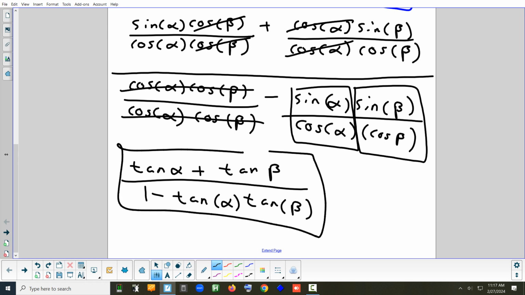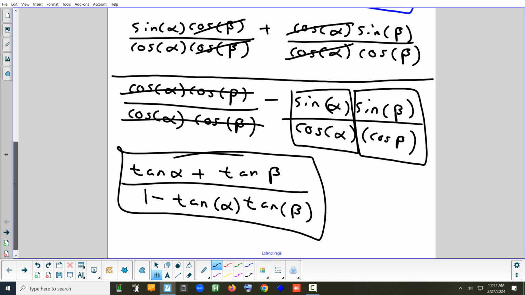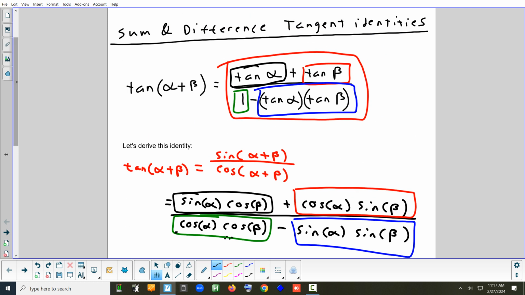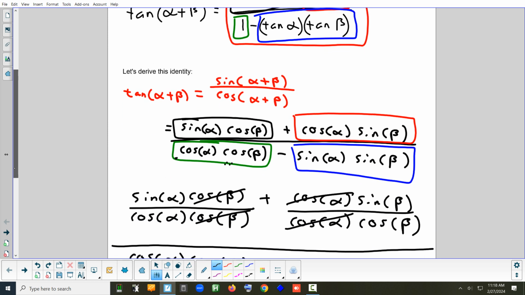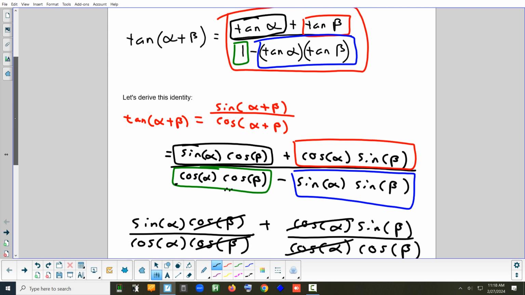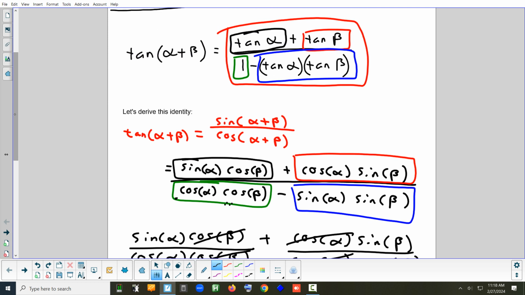That is the identity we were trying to get. Tangent plus tangent over 1 minus the product. So that's a trick that you can use a lot. If you have two things that you know are supposed to be equal and you're trying to make them look the same, don't focus on making the whole thing look the same. Just try to make part of it look the same, like the green box. And usually if you can make that look the same, other things will start to look the same on their own.